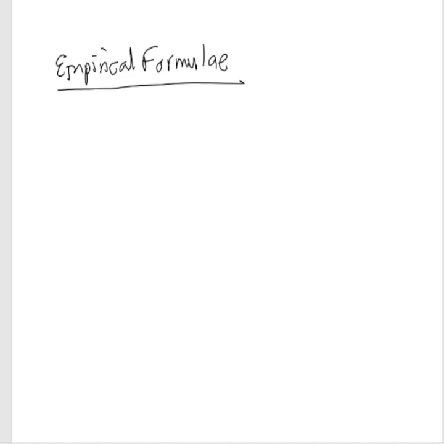Let's give an example. If we take glucose, it's got this formula here. Let's write C6H12O6. If we want to represent it as an empirical formula, we're going to represent these numbers in the simplest ratio. So it's 6, 12, and 6.